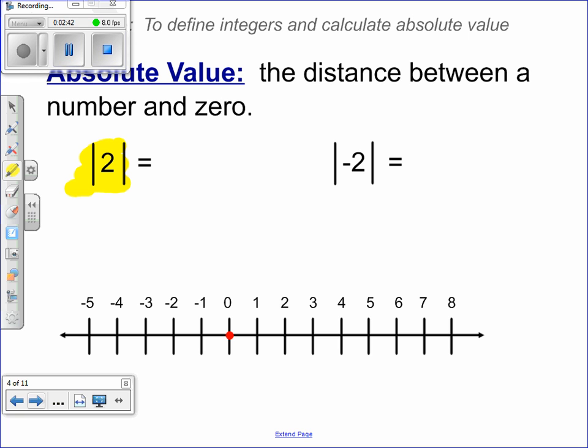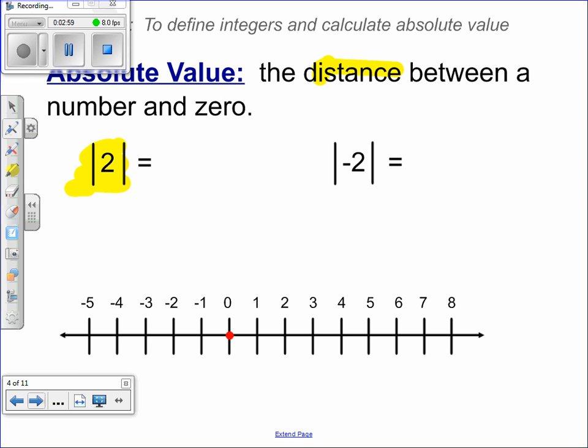And absolute value is the distance between a number and 0. And that definition is so important. Please, please, please write it down if you don't think you'll remember it. The key word there is distance, okay? So the distance between that number and 0.